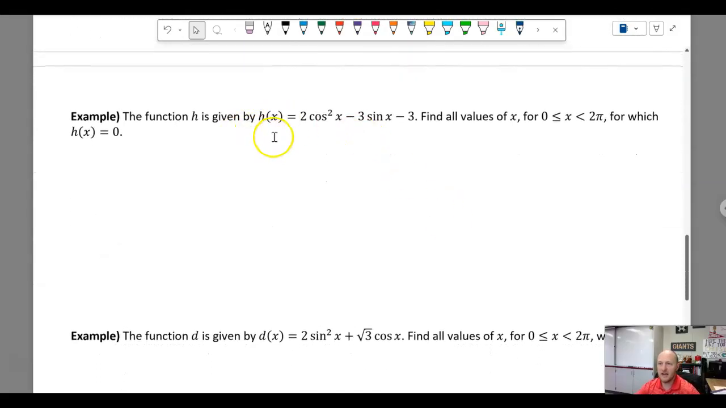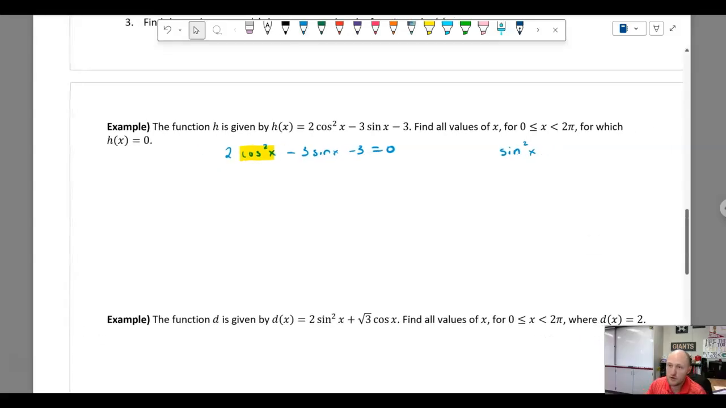The function h is given by h of x equals 2 cosine squared x minus 3 sine x minus 3. Find all the values of x for 0 to 2 pi, excluding 2 pi, for which h of x is equal to 0. Okay, so my function is 2 cosine squared x minus 3 sine x minus 3. And we want that to be equal to 0. Now, here's the catch. Notice my two trig functions are separate. Okay, that puts me in some hot water. So what I want is I want this cosine squared x to be subbed out. And so you right there should know, hey, I have to use my Pythagorean identity.